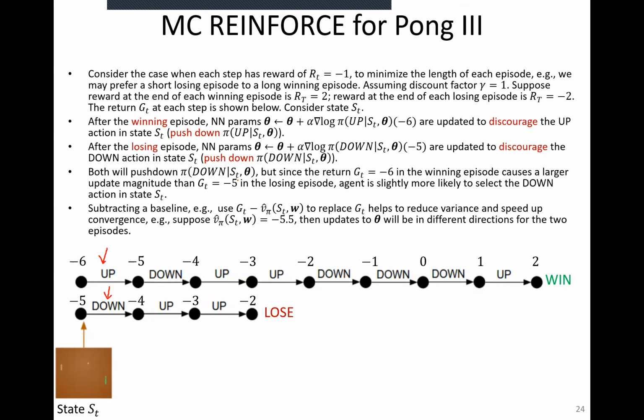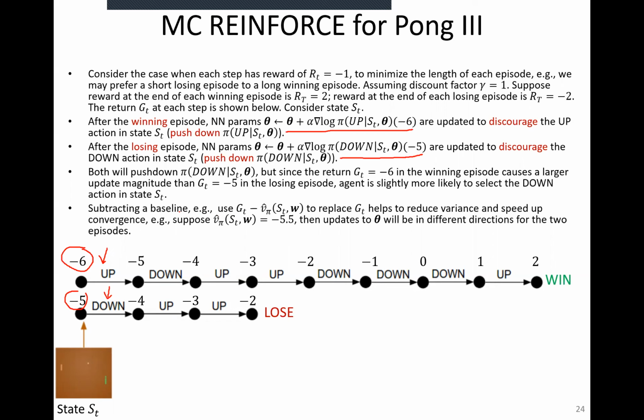However, since the return of -6 is more negative than -5, the first update will push down the probability of the up action more than you push down the probability of the down action. So the agent is slightly more likely to select the down action in state ST. So that's why you need the baseline.